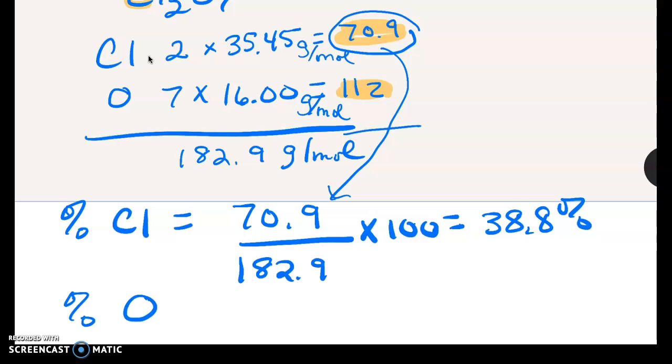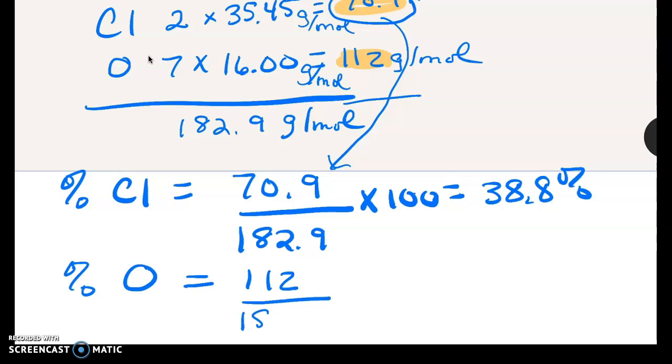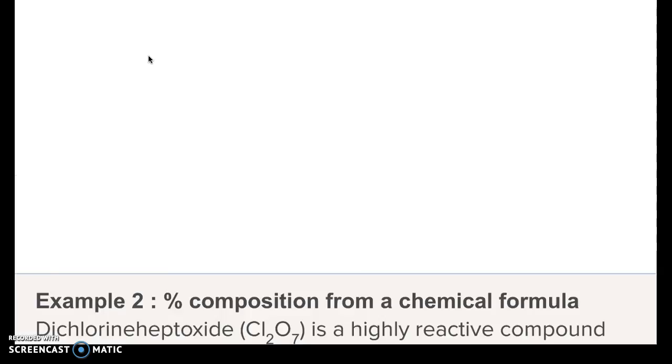For the percent of oxygen, similarly, you would take the 112, the molar mass of just the oxygen. Notice I'm not putting my grams per mole in. It's divided by my 182.9, so it's the mass of the oxygen compared to the total mass of the compound times 100. When I do that, I get 61.2%. Again, double check: if these add up to 100 or close, then I know I probably did it right. Let me show you one more.